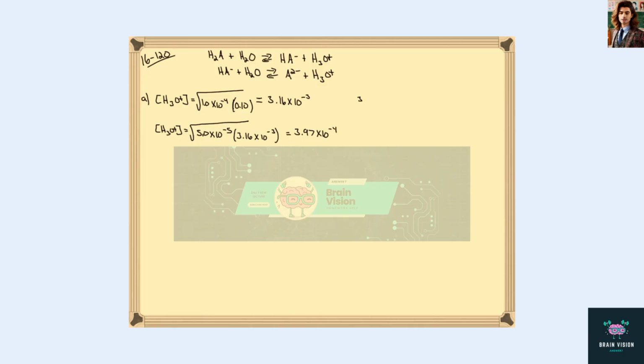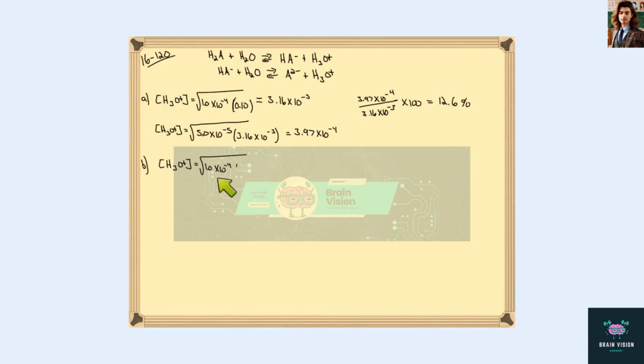Now for the 5% rule. If this contribution is less than 5% of this contribution, then the second contribution can be neglected. So we'll take this contribution divided by this contribution, multiplied by 100 to get a percentage, and we get a percentage of 12.6%. We then do the same thing with different Ka values.